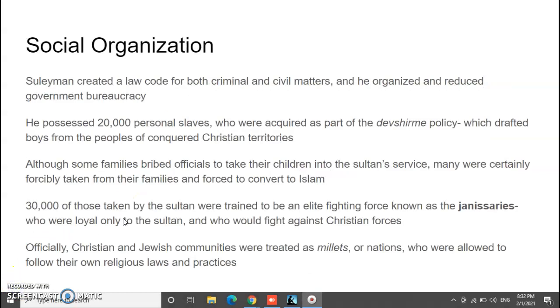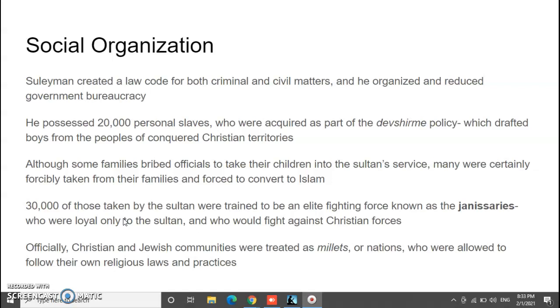Okay, now throughout this course, we've looked at different types of conquerors, some of whom have been purely conquerors, maybe like Alexander the Great, but others have had more of a sense of actually running an empire and organizing it. Suleiman does fall more into the latter category. He did want to actually have an organization for his empire. So here are some of the major things that he did. Created a law code for criminal and civil matters, organized and reduced government bureaucracy. He did own 20,000 personal slaves, which he acquired as part of a policy called the Devshirme policy.